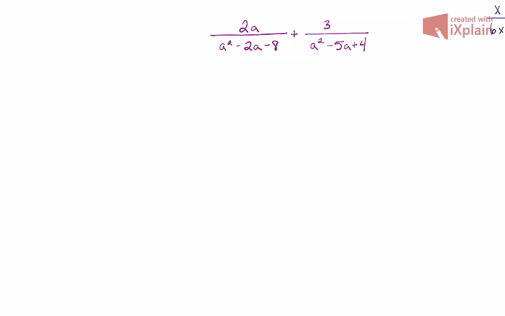Hi everyone, this tutorial video is going to offer you some more examples with how to add and subtract rational expressions. So the first problem that we have here is 2a all over a squared minus 2a minus 8 plus 3 all over a squared minus 5a plus 4. So what we want to do here is, just like we would with any other kind of fraction addition or subtraction problem, we want to make sure that the denominators are identical.